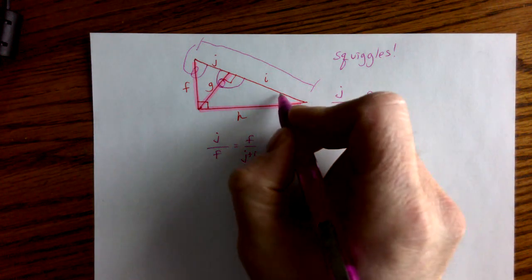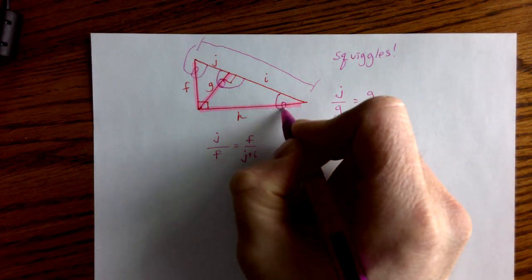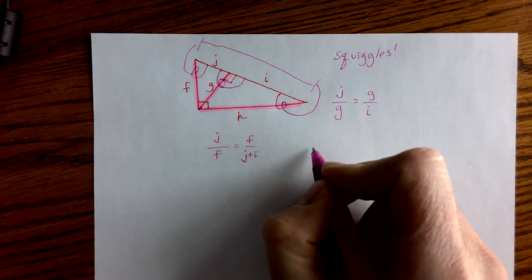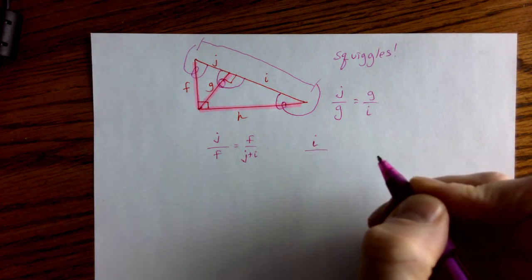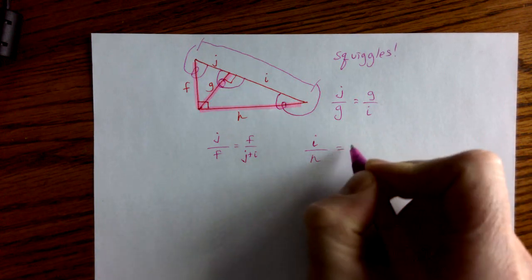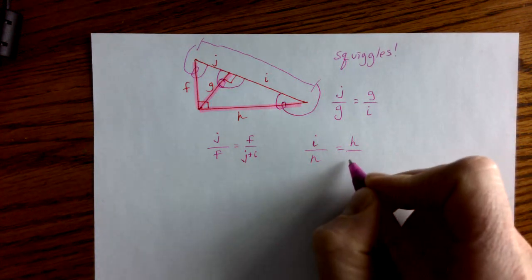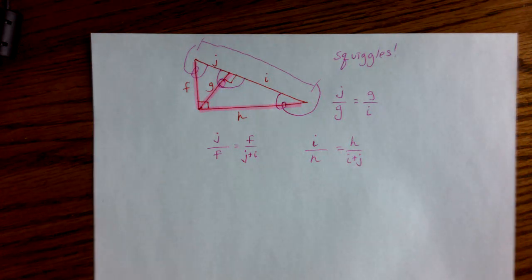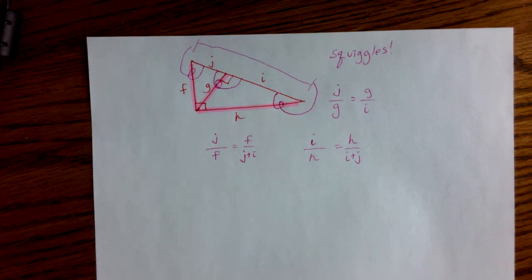Now, the other squiggle is over here. Squiggle root. And then that one would be, try to guess it here, I is to H as H is to, and then again, I plus J. So we got to get these three down. Squiggles, parachute man, UBU, whatever it is, but there's a lot of similar triangles there. And that's where. All right.